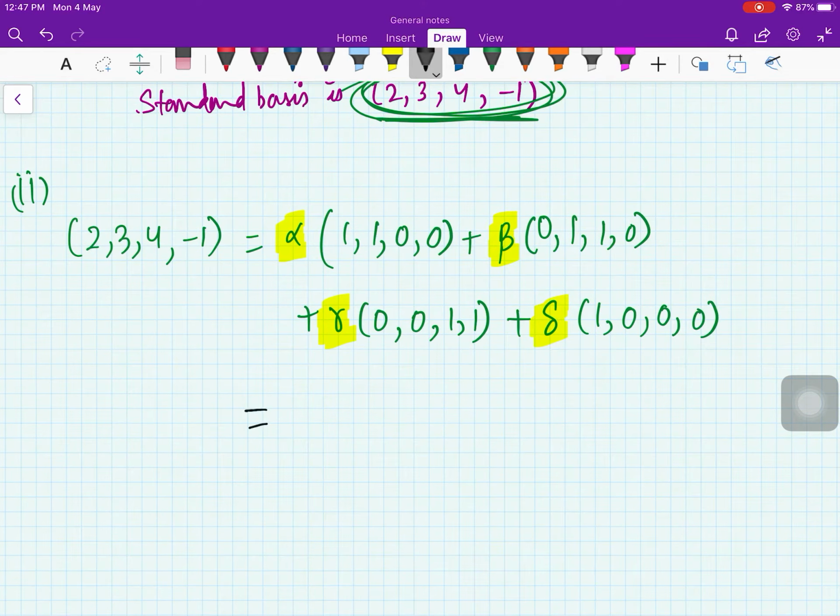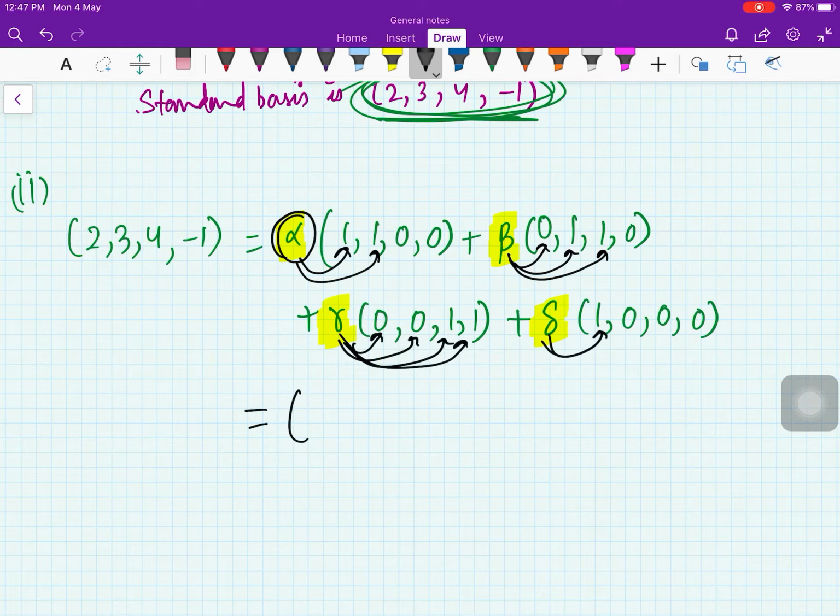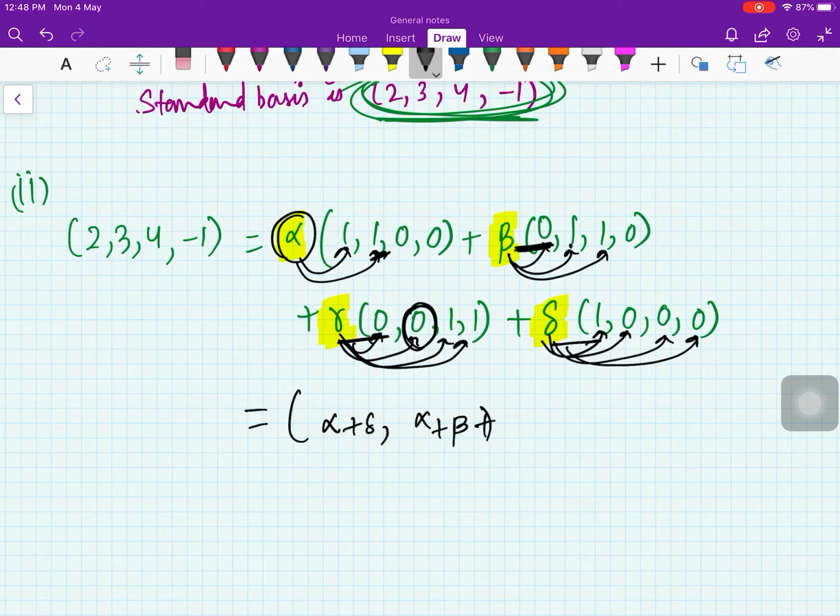So you can just manipulate the right hand side. Alpha will be multiplied everywhere, similarly beta will be multiplied inside, gamma will be multiplied inside, and delta will be multiplied inside. So the first element is alpha plus 0 beta plus 0 gamma plus 1 delta. Then the second is alpha, here you have beta, and 0 gamma, 0 delta. The third element is beta plus gamma, and the last element is gamma. So you want it equal to (2, 3, 4, -1).